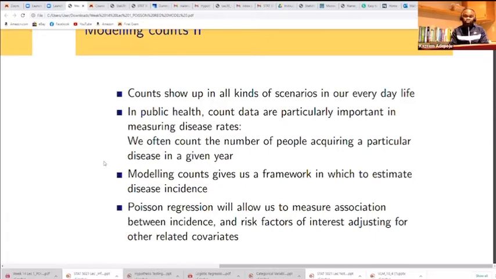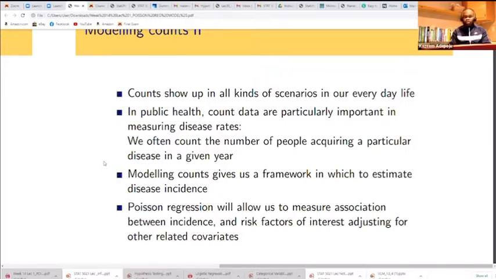So what I'm trying to tell you right now is, if you want to measure disease rates or incidence rates, you have to look beyond the conventional ordinary linear regression and the logistic regression we did. You have to look beyond them. You've got to use a Poisson regression model if you actually want to handle incidence rate.